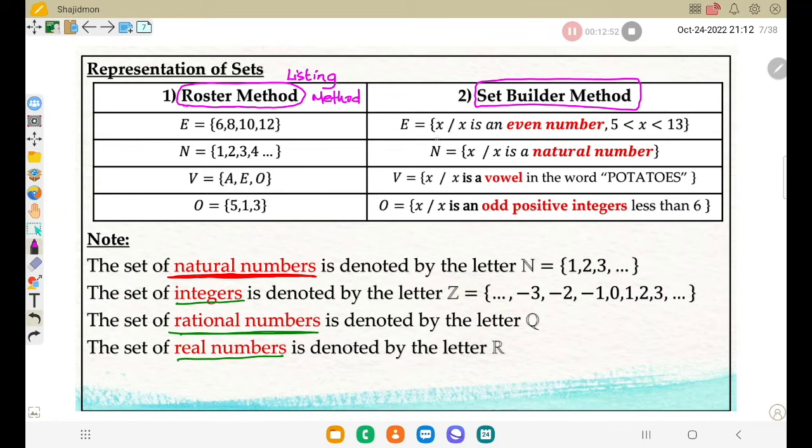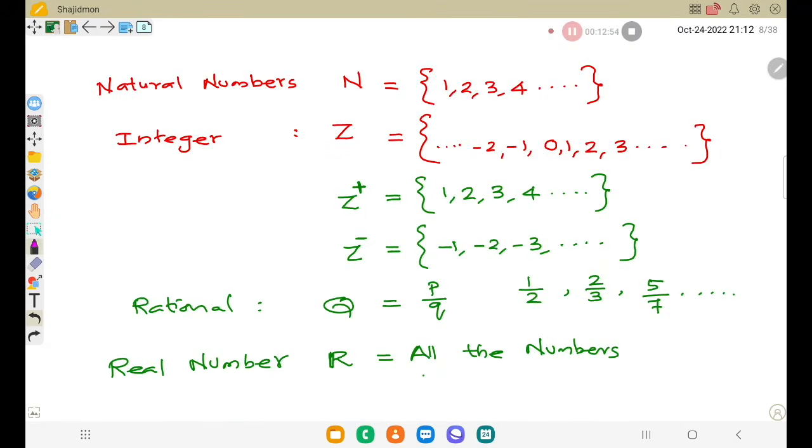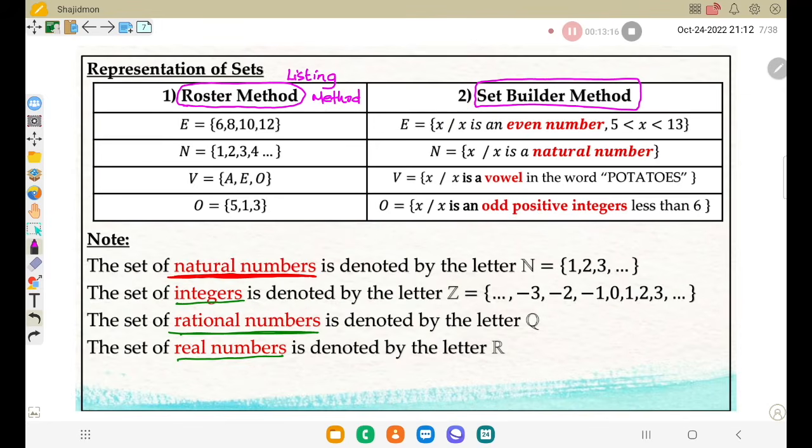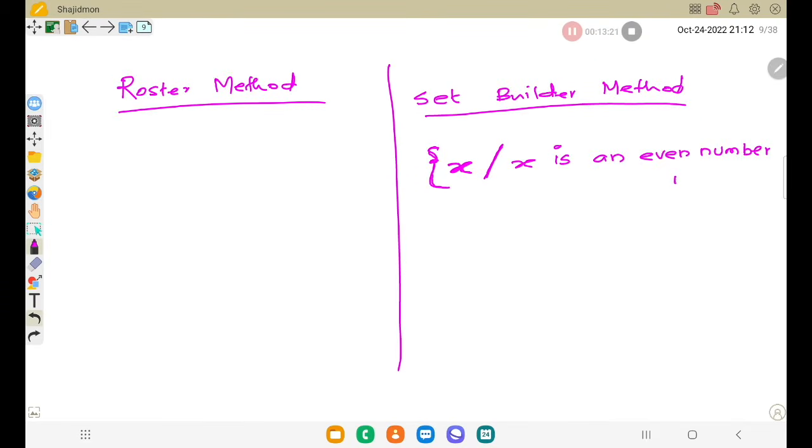First example: I will write here the set of all x such that. Whenever we write the set builder method, we start like this: set of all x, set of all numbers, such that, this line means such that, x is an even number. And what is the condition here? x is an even number, comma, 5 less than x less than 13. You can see what the meaning of this is.